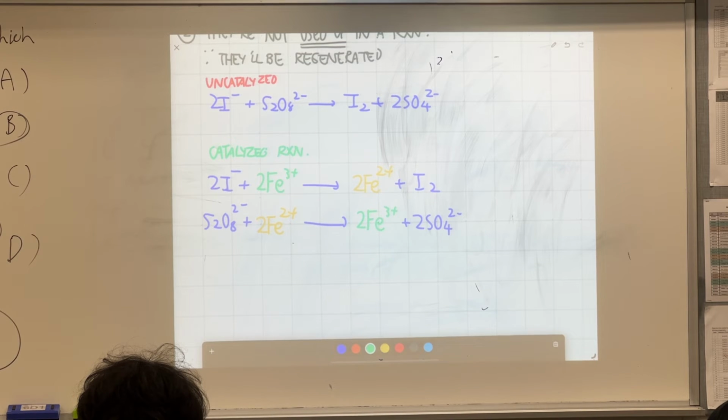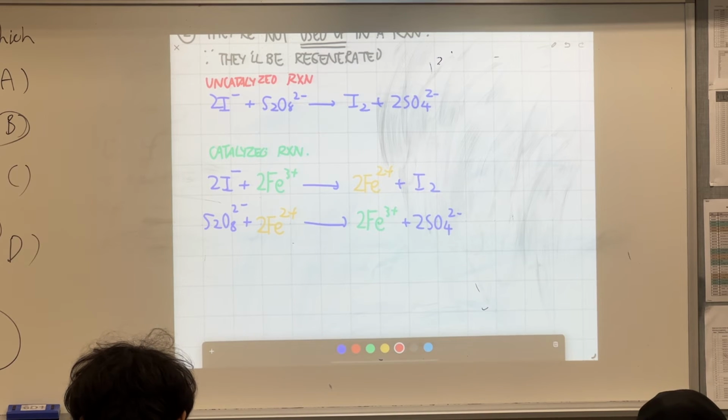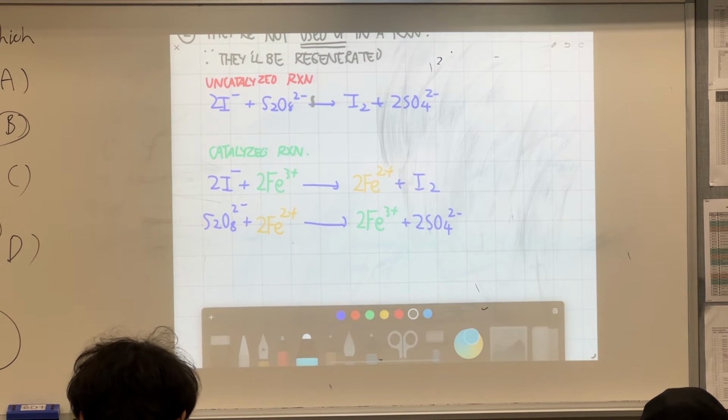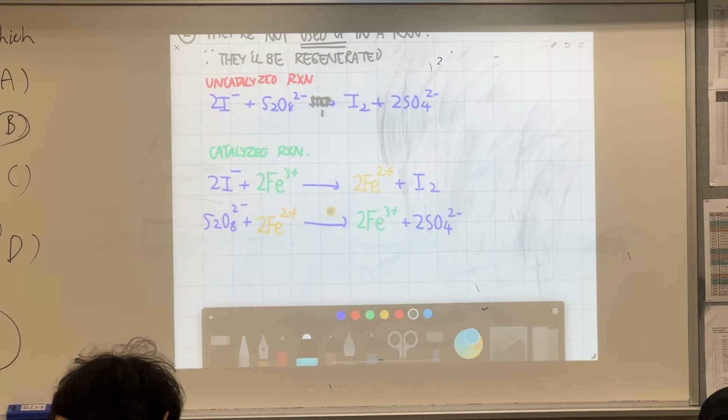So how many steps are there in the uncatalyzed and the catalyzed reaction? Respectively, how many steps are there in the uncatalyzed reaction first? One, because you only see one step in it. This is step one, and that's the only step. But for the catalyzed reaction, there are two, because we only see two arrows here. So step one and step two.